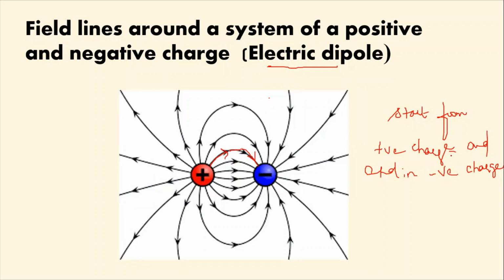Another important property is, you can see here, these field lines do not form any closed loop. What is a closed loop? A closed loop is one that starts and ends at the same point. There is no closed loop here. They are starting from the positive charge and ending in the negative charge. This is not a loop, right? So field lines do not form closed loops.